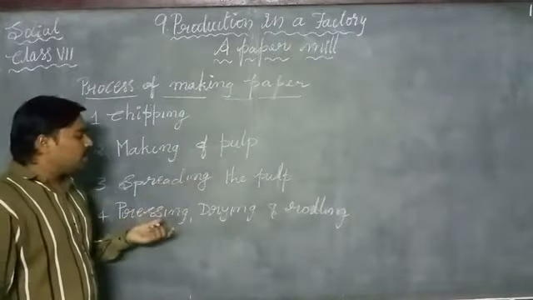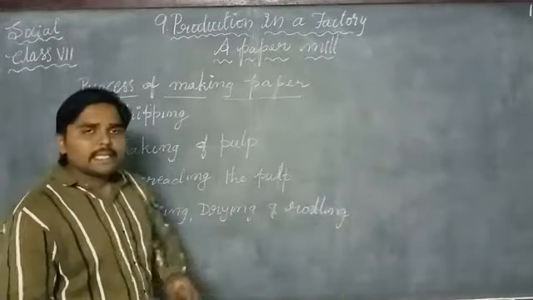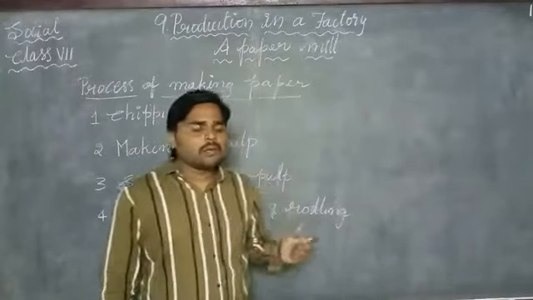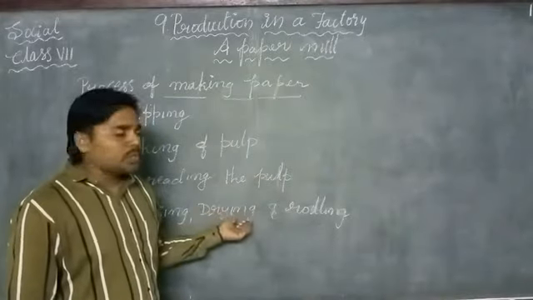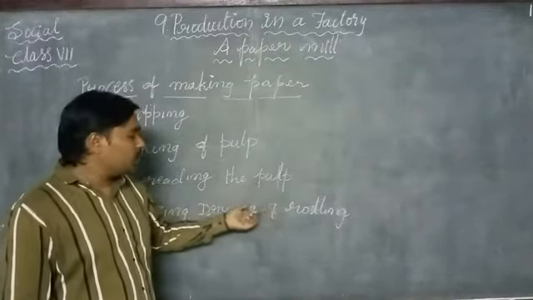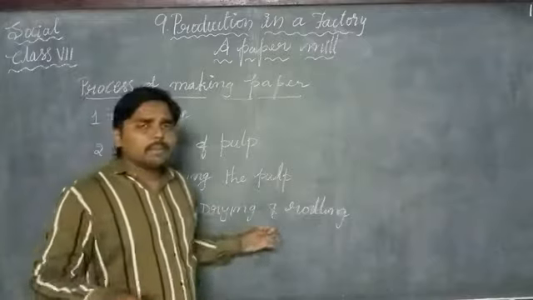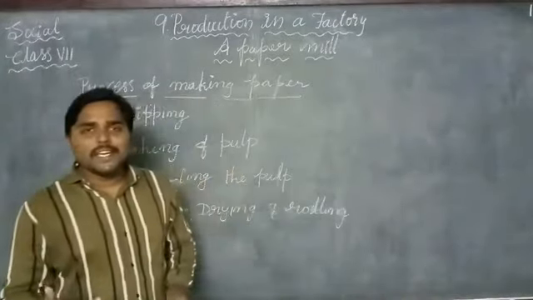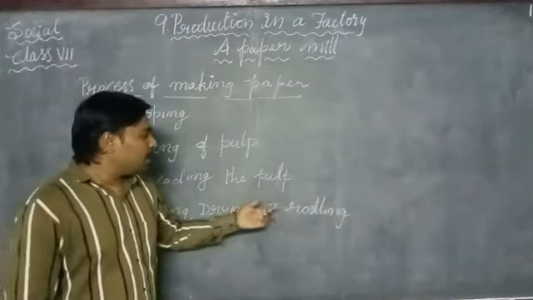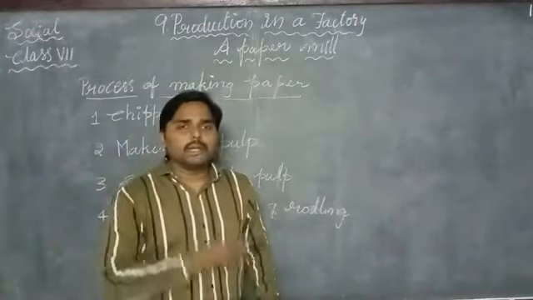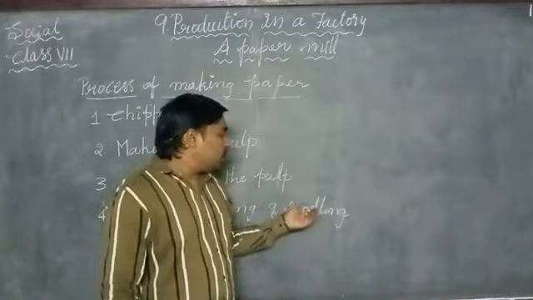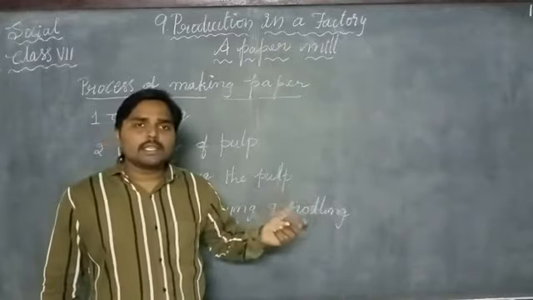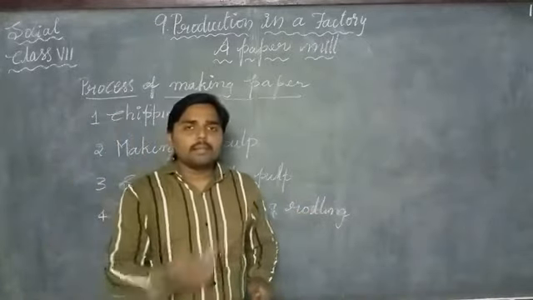After pressing, they dry all the moisture present in the pulp. Heaters are used to dry the pulp. After drying, the pulp is converted into paper. These paper sheets would be rolled into big rollers by the workers in the factory.